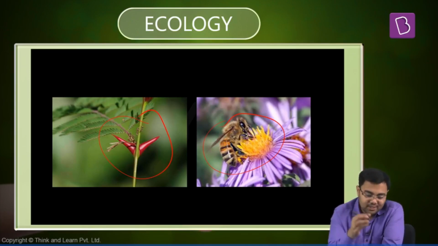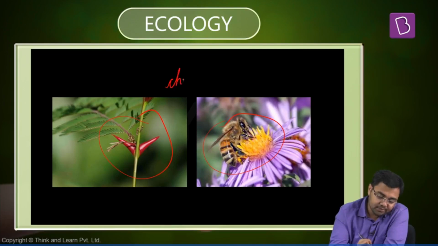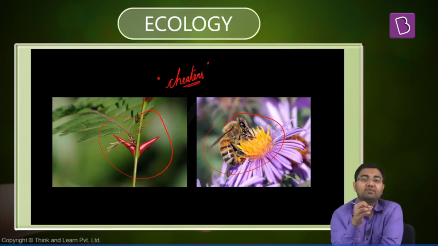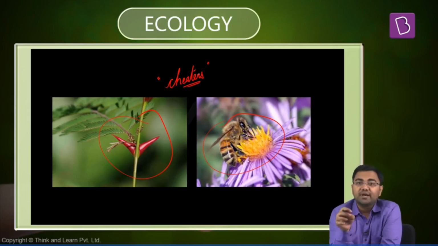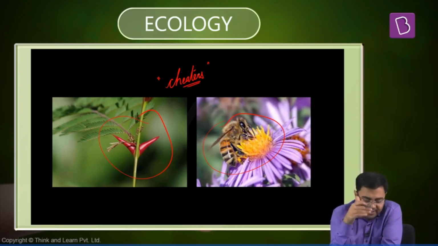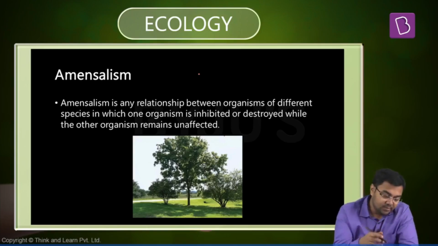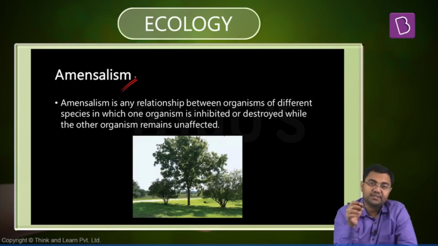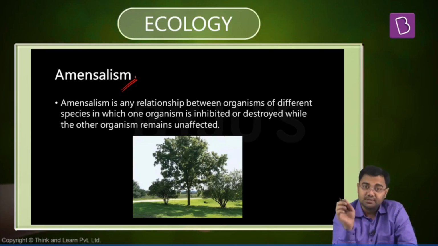Now many a times there is also a concept of cheaters. Why? For example, what may happen is an animal can try to steal the nectar without aiding in pollination. So that's why what has happened is that over the course of evolution, the plant and animal have been linked with one another. Then the next kind of interaction that we have is amensalism.